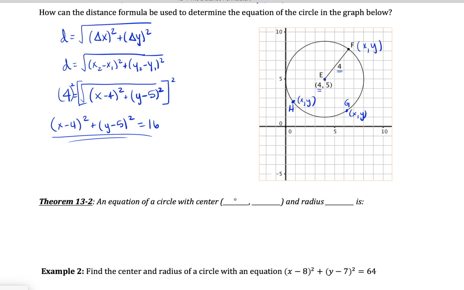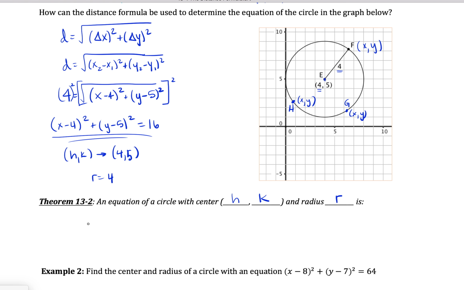An equation with a center at (h, k), so (h, k) in this case would be like (4, 5), and a radius of r. So what does that equation end up looking like? Well, if I look up here at what I determined to be the equation of this circle, I notice that I have (x − 4)² + (y − 5)² = 16. And in that case, (h, k) for our picture here was (4, 5), and r was 4.